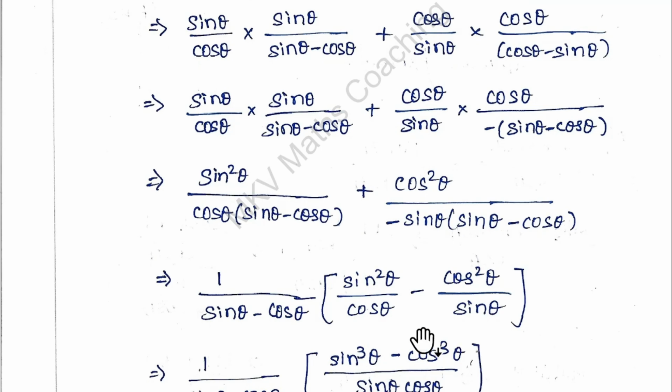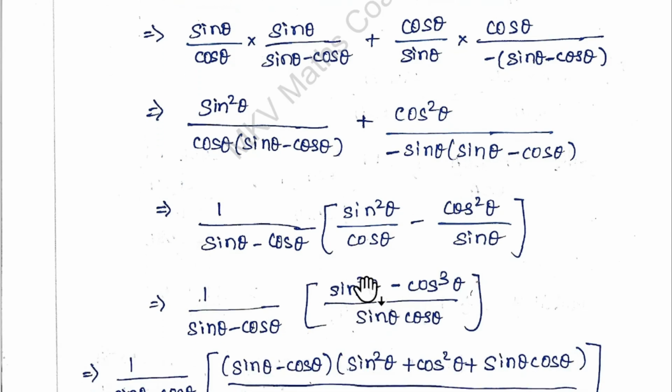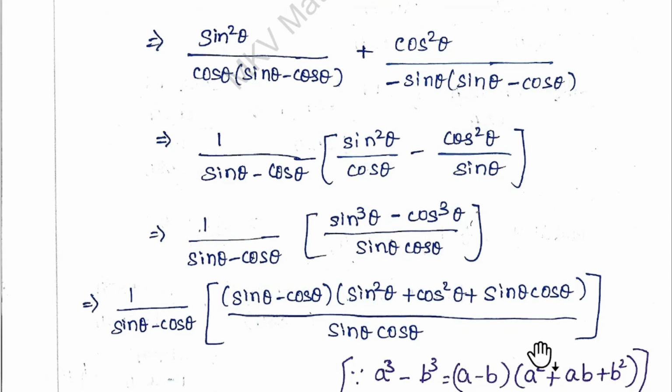So next step is to cross multiply and take an LCM. Sin cube minus cos cube by sin theta cos theta. Okay, so this is like a cube minus b cube formula, right? You have to expand it through the formula. What is a cube minus b cube? A minus b into a square plus b square plus ab. Here a is sin, b is cos. So a minus b means sin theta minus cos theta. A square is sin square plus b square is cos square plus ab is sin theta cos theta.